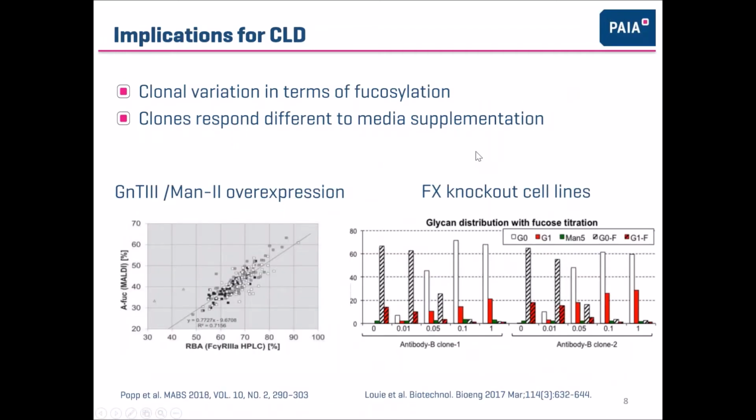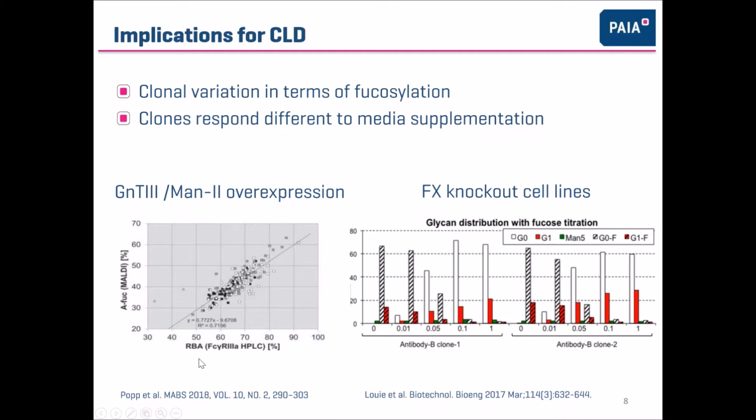So what does that mean for cell line development? First of all, it means there can be quite some clonal variation in terms of afucosylation. That's what you can see here on the left-hand side in a plot. I think it's from Roche Glycart. You see, I think this is almost 250 or 300 different clones with, as you can see, different degrees of afucosylation. So yeah, quite a large span, starting from something like maybe 30 up to 60% afucosylation.